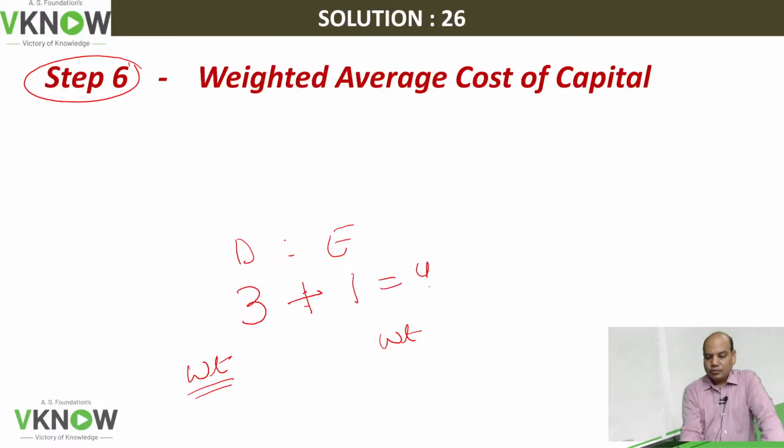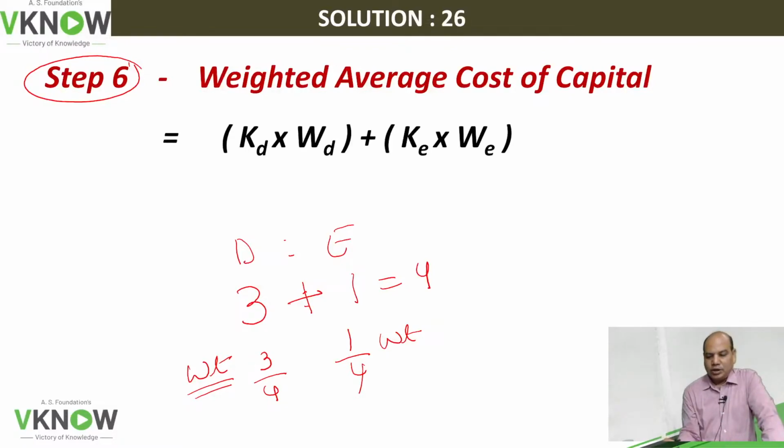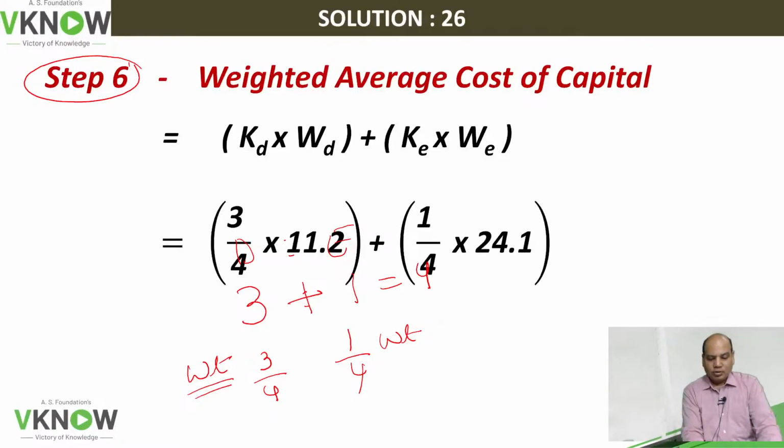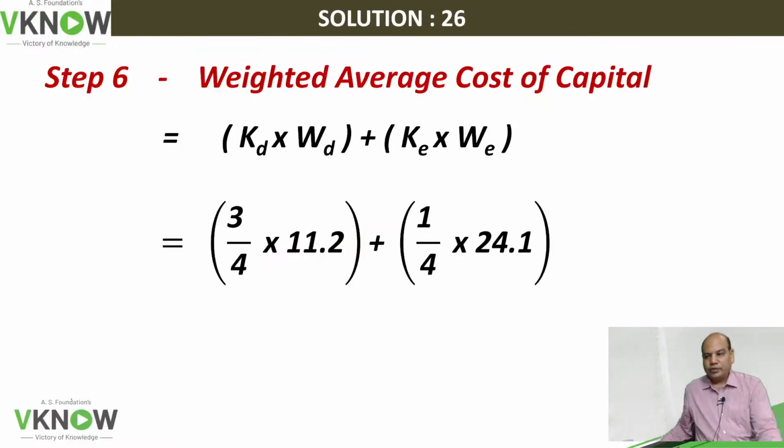Total is 4. So weight of debt will be 3/4. Weight of equity will be 1/4. So write down. Formula for weighted average cost of capital is KD into WD plus KE into WE. The debt equity ratio of this project is 3:1. 3/4 into 11.2. Very good. Plus 1/4 into 24.1.